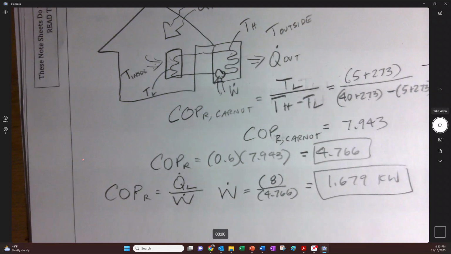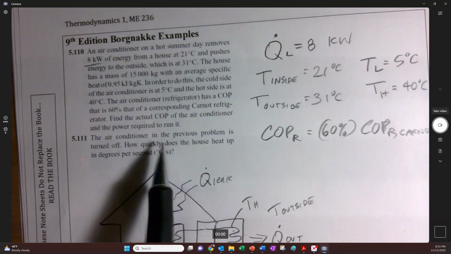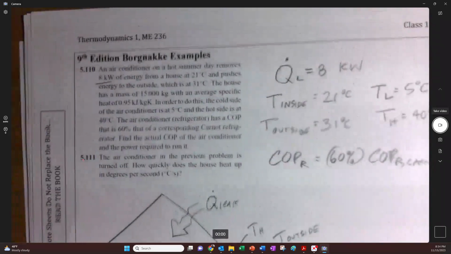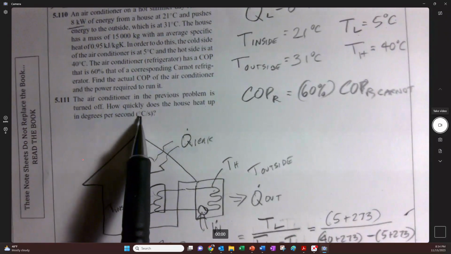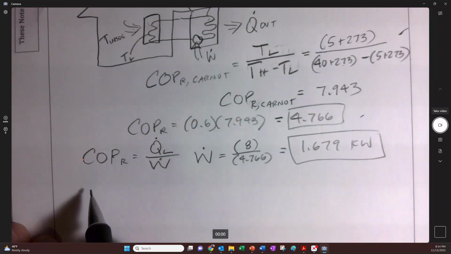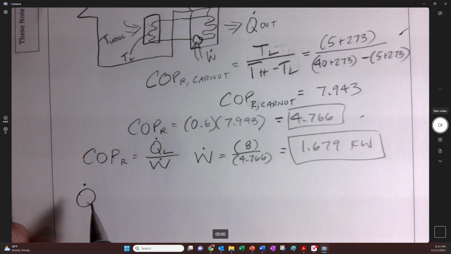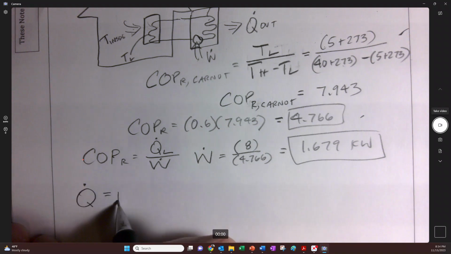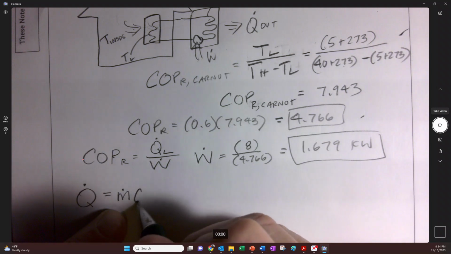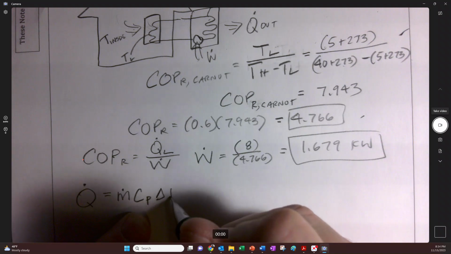And then on the next question, the air conditioner in the previous problem is turned off. How quickly does the house heat up in degrees per second? I like this because you can maybe picture what that's going to be like. Well, this is a heat transfer type of problem. So we could say a heat transfer is usually the flow rate of heat, which is going to be equal to the mass flow rate of whatever is moving along, usually a fluid, but in this case it's going to be a solid, times delta T.